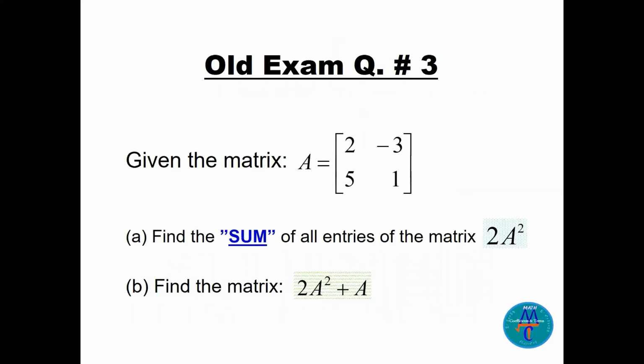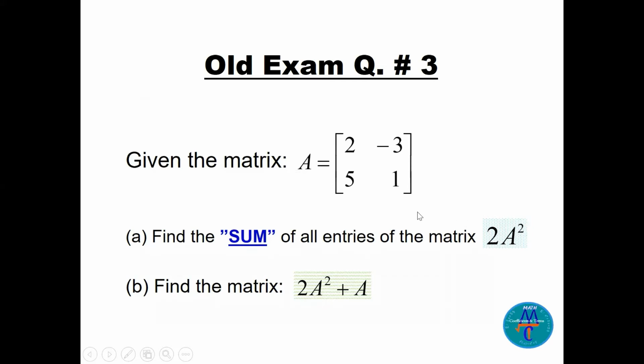Question number 3 is nice. We have 2 parts there. Given a matrix A, 2 by 2. Find the sum of all entries of the matrix 2A squared. This is a little tricky here. When you see A squared, you cannot square each number. That's wrong, remember.